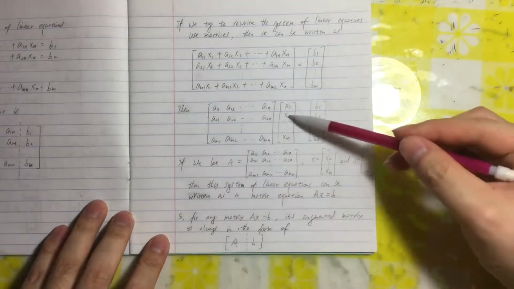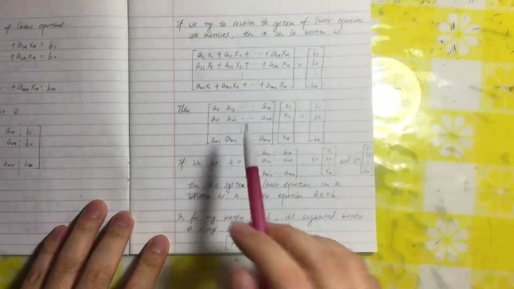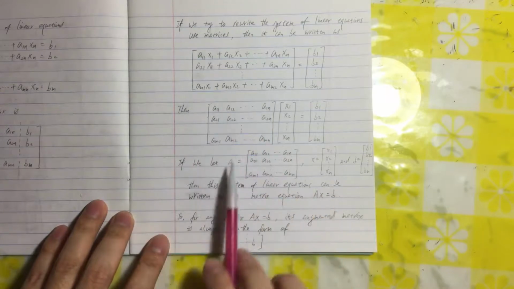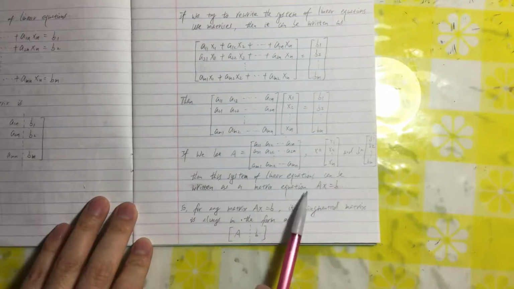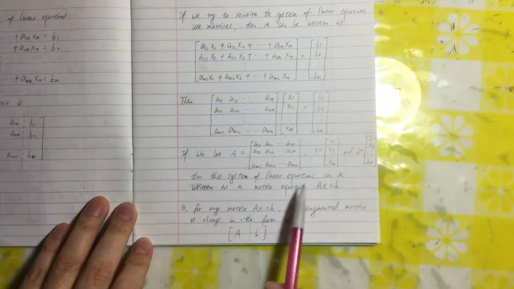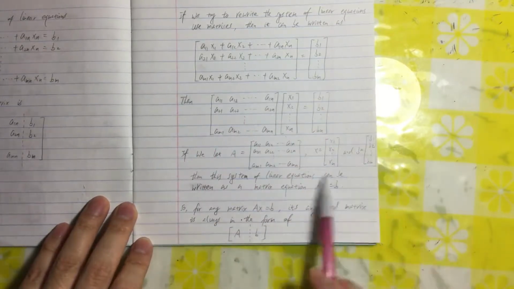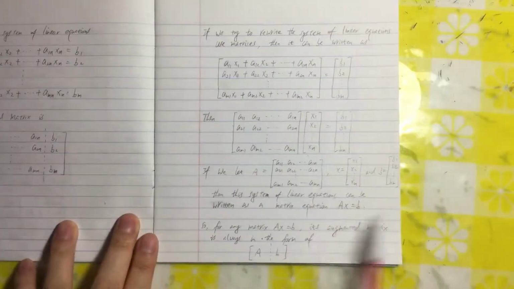Next, let's call this m by n matrix A. Let's call this column matrix X. And call this column matrix B. Then this system of linear equations can be rewritten as AX equal to B. That's the matrix form, the matrix equation of this system of linear equations. So that's how I rewrite this system of linear equations in matrix form.